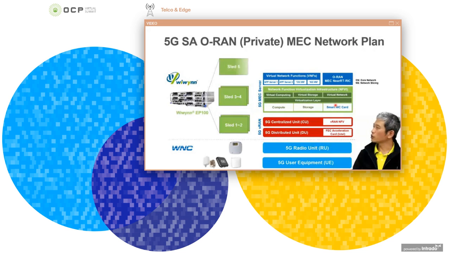On top of virtualization layer, all the applications should be involved in, including near RT-RIC, the near real-time RAN intelligence controller. Last, we still keep a sled for 5G core network and SDN ORAN non-RT-RIC. This is the complete 5G network functions we are moving now.